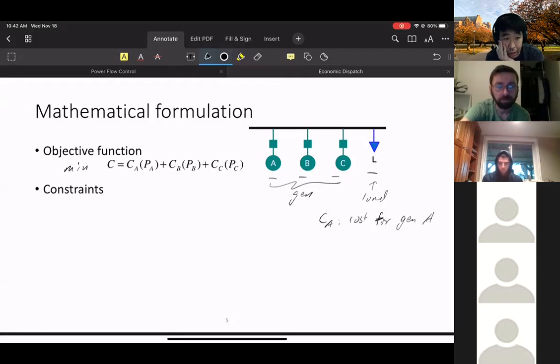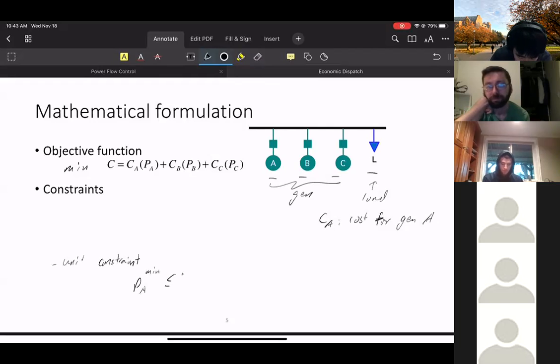I have three generators and a load, and the cost is the total cost of generating power from those three generators. But what is the right constraint we should have? The generators probably have a maximum amount of power they can generate. So there's something called a unit constraint, because a generator not only has a max but also a minimum amount of power. They cannot generate power in arbitrary amounts. So we have something like this for PA, similar for PB, similar for PC. There's an upper and lower bound on how much power each generator can generate.